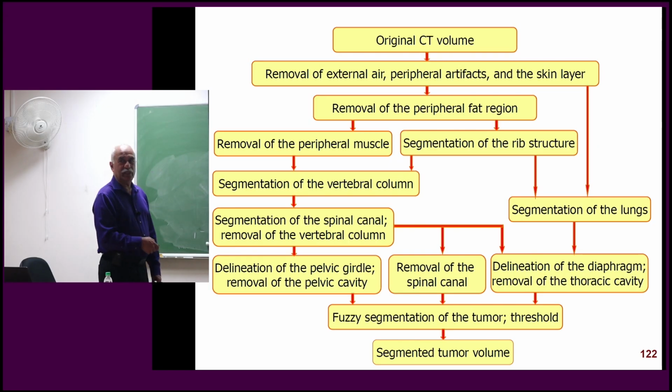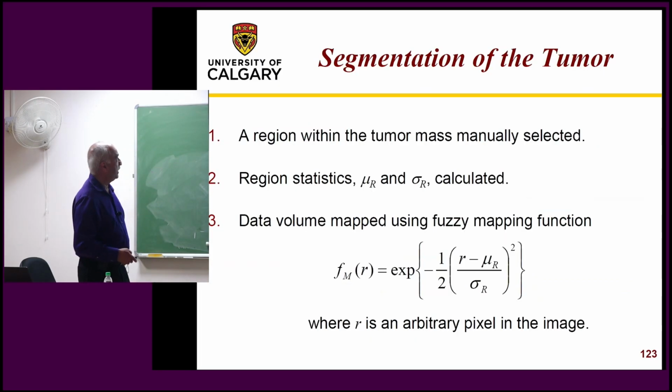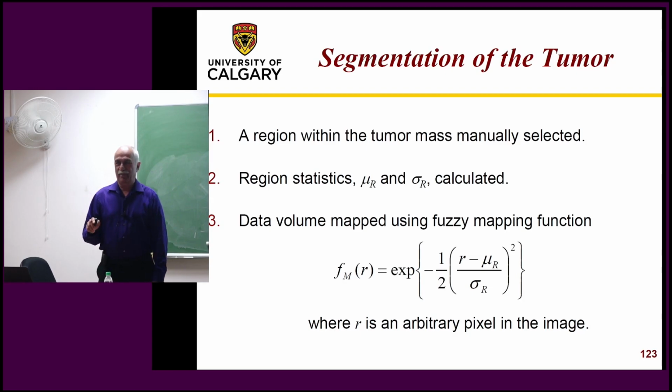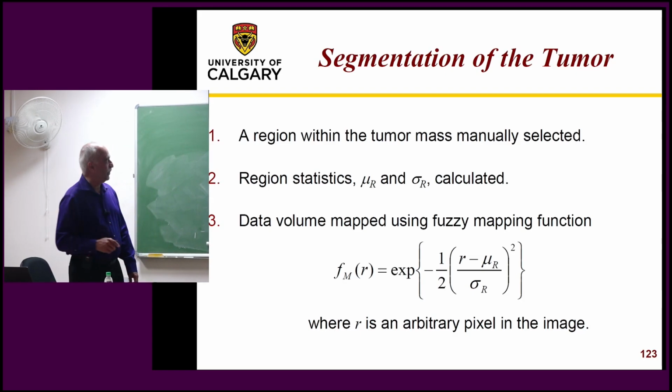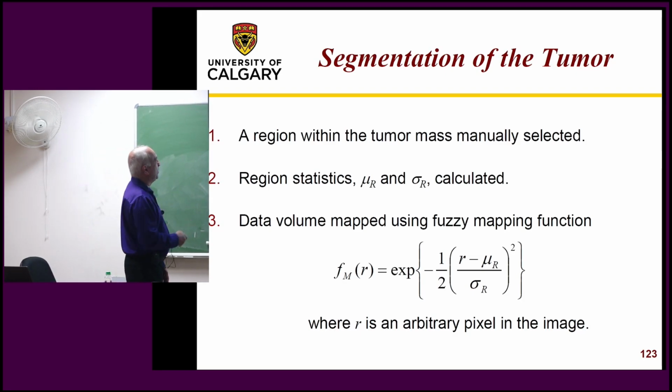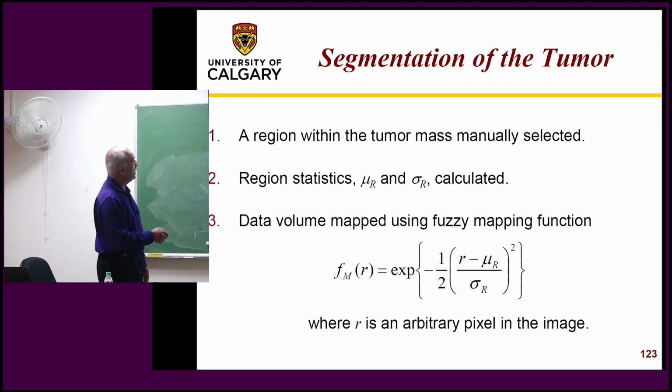The segmented tumor volume was the final aim of this entire project. It worked to some extent, but not very well. The segmentation of the tumor was performed. A region within the tumor mass was manually selected. Now you give a region to use as a marker in opening by reconstruction.